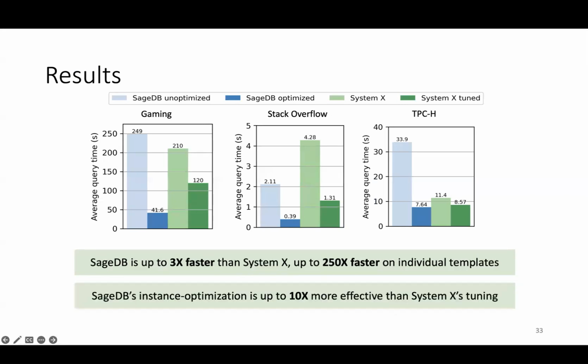And furthermore, what's interesting is not just the direct performance comparison between these two systems, but also the relative comparison of each system against its unoptimized self. So the gains produced by SageDB's instance optimization, represented by the difference between the light and dark blue bars, is up to 10x more effective than the gains from tuning SystemX's materialized views and sort orders, both through manual tuning and auto-tuning.